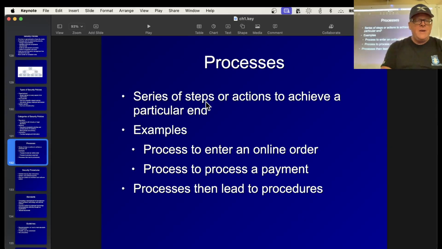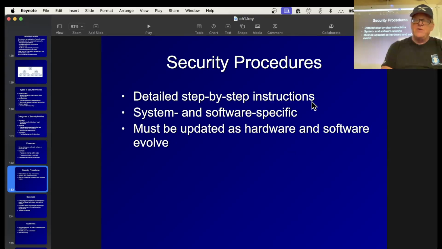Processes are a series of steps and actions to reach an end, like the process to process a payment or to enter an order, that sort of thing. And those lead to procedures, which are detailed step-by-step instructions. And this is why we have the genre of cop shows on TV, police procedurals, where what they show is police going through all their procedures to investigate a crime. And the same thing applies to procedures at companies.